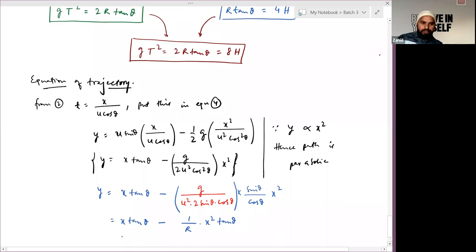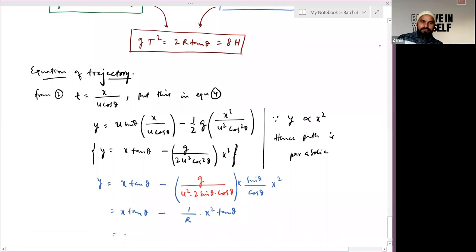Now, if you take out common x tan theta from these two parts, you will be left with 1 minus x over r is equal to y. So this will be a relationship between the equation of trajectory and range.